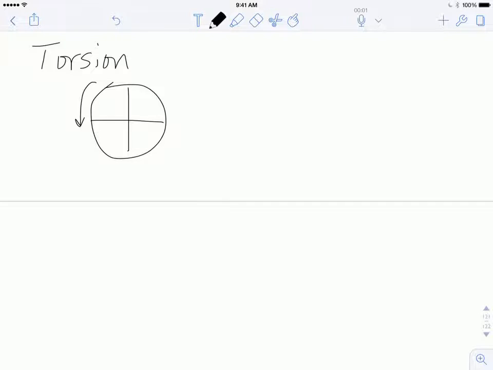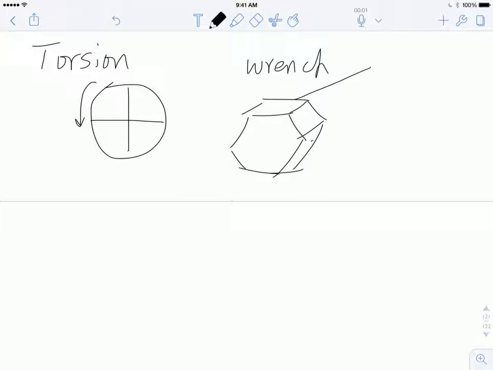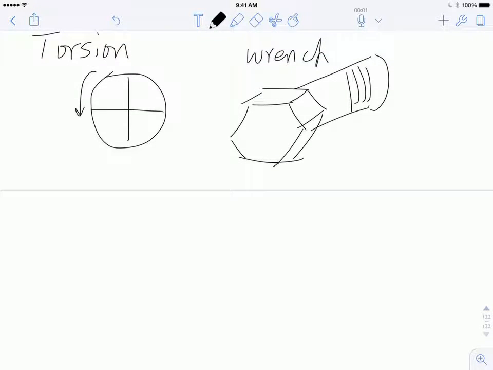Another example is using a wrench. If you have a hexagonal nut, let's see whether I can draw a three-dimensional one, something like that, right? When you use a wrench to turn it, you are applying torque as well. So this screw or bolt is going through some torsion deformation, all right? Torsion is very similar to bending, but it causes rotation, so it's another common deformation you'll see in a lot of material structures.